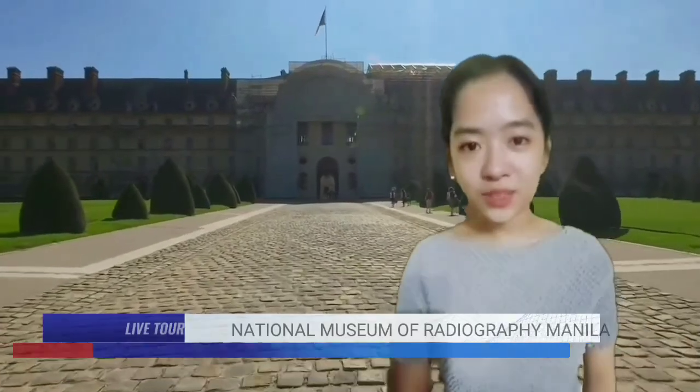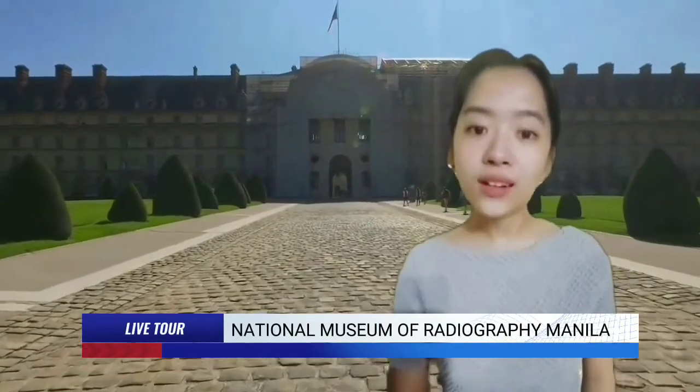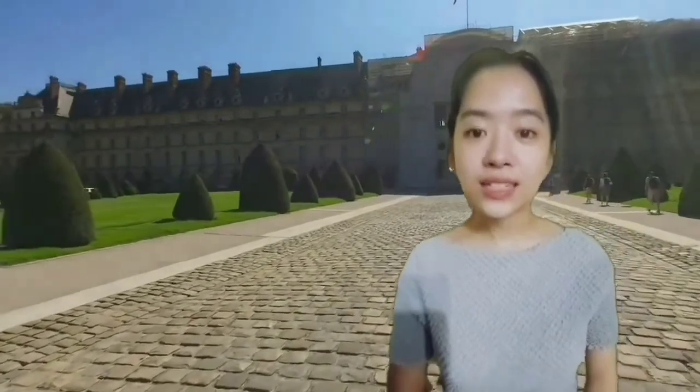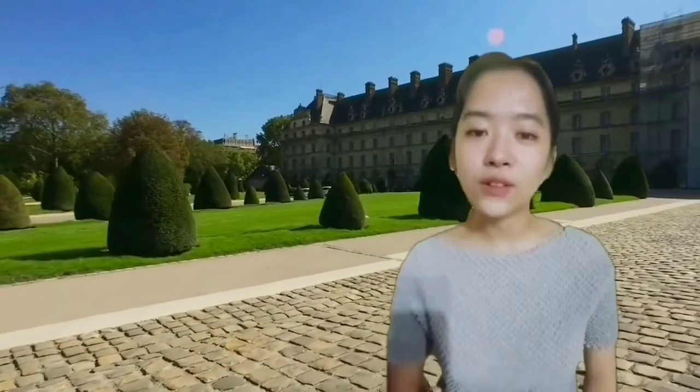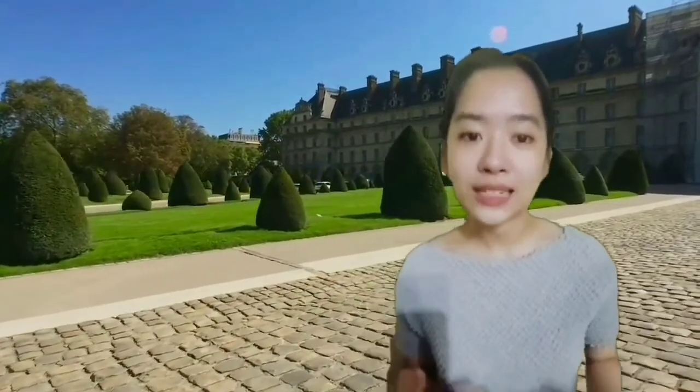Welcome to the National Museum of Radiography. We are now at the home of 14 galleries and hallway exhibitions consisting of 20th to 21st century records of radiographic evolution from the past until present time.